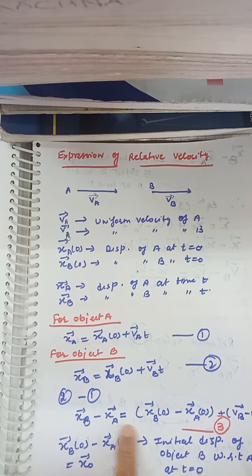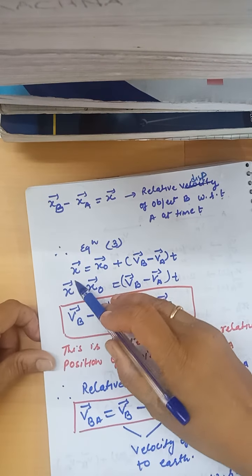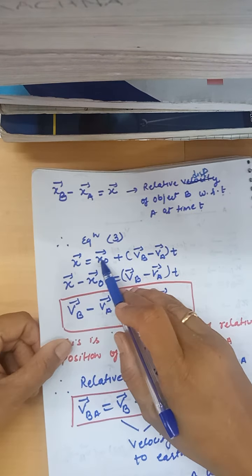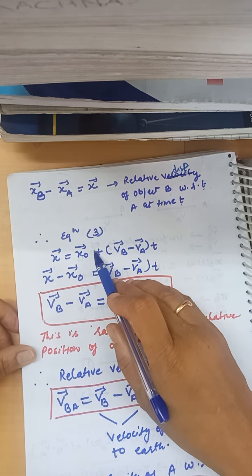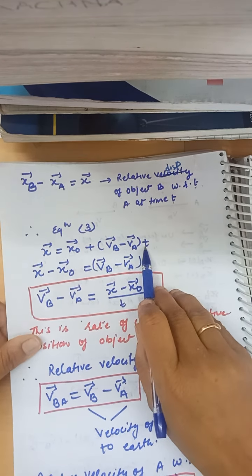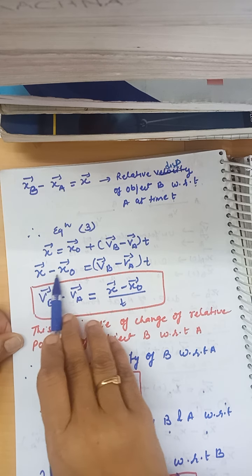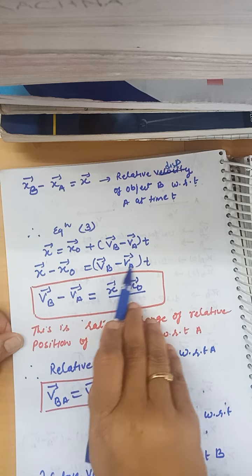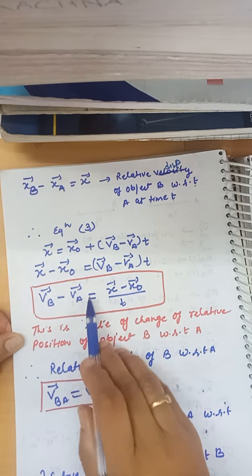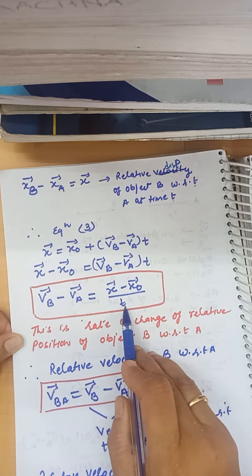This is xb minus xa, and xb naught minus xa naught can be written like this. In place of xb minus xa you will write x, and in place of xb naught minus xa naught you will write x naught, and vb minus va into t. Now take this x naught here, you will be getting x minus x naught equal to vb minus va into t. Now this can be written as vb minus va is equal to x minus x naught upon t.